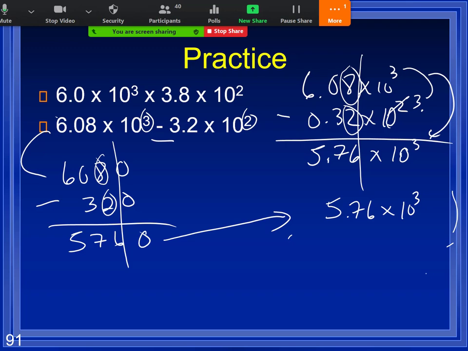Adding and subtracting is harder because you always have to check those exponents. You always have to make them the same. So remember I taught you adding and subtracting first because it was the harder of the two. Okay? You got to line them up.